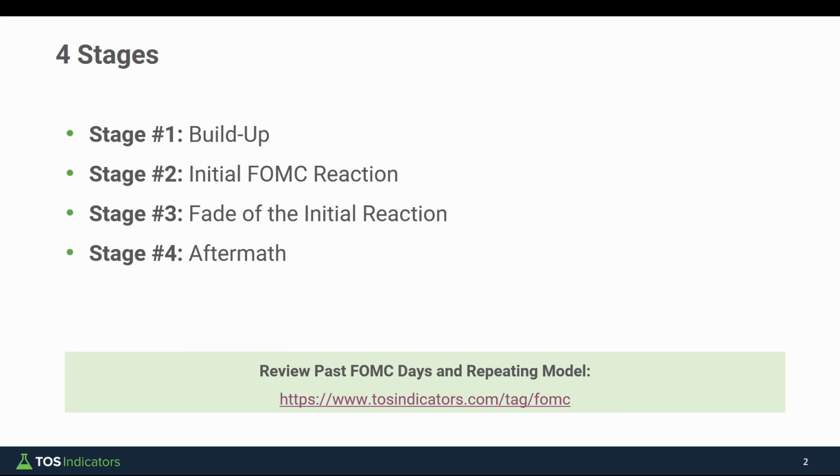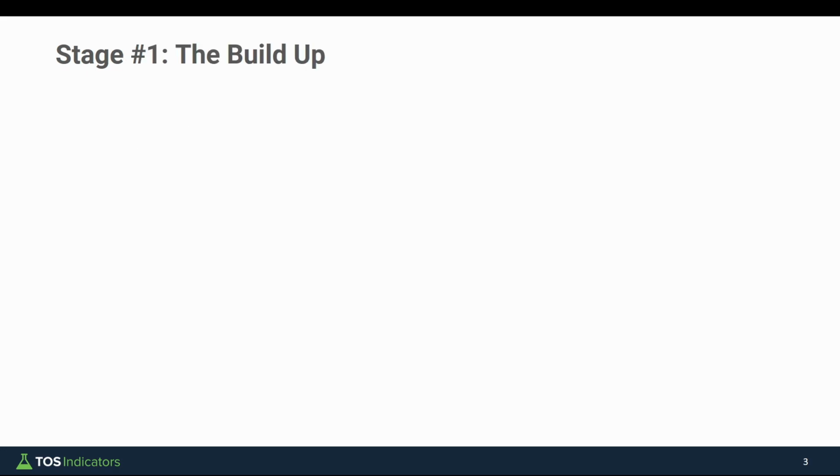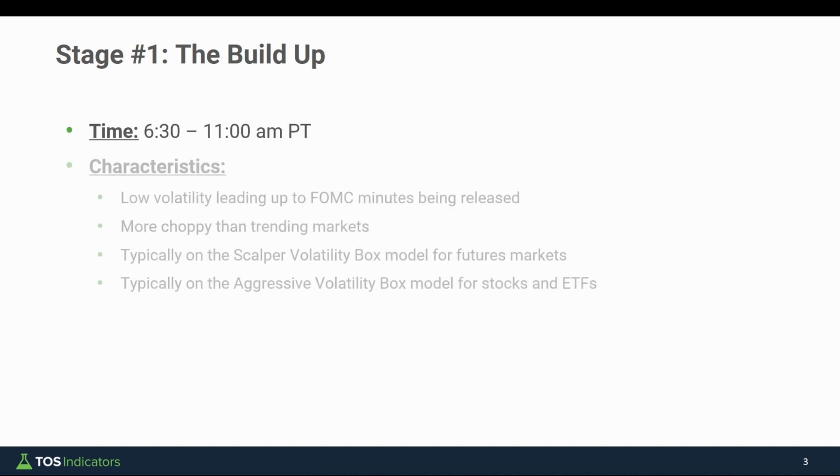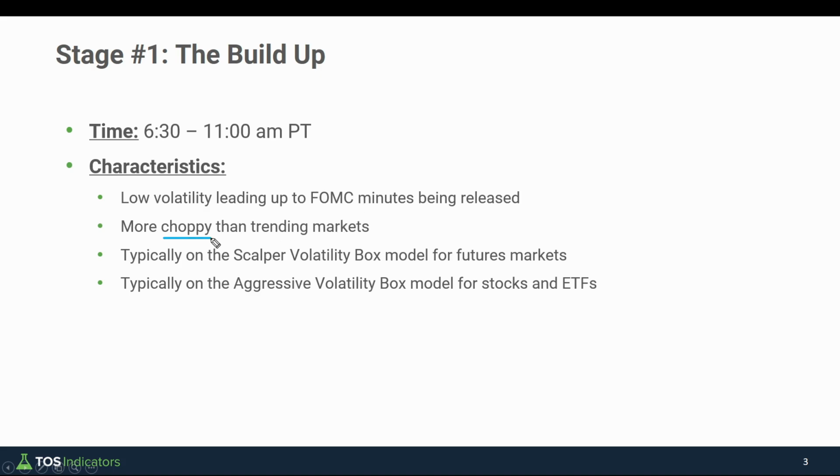Now let's dive into stage 1, which is the build-up stage. Now typically the time period for this is 6:30 a.m. Pacific, so when the markets open, leading up to, in today's case, 11 a.m. when the FOMC meeting minutes are released. Now that gives us a nice chunk of time in which we have very low volatility leading up to the actual minutes being released. More often than not, we tend to have choppy markets during this period compared to trending markets, so no real trend.